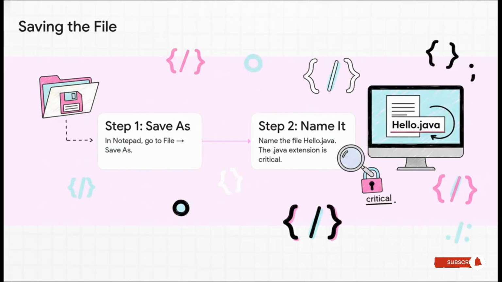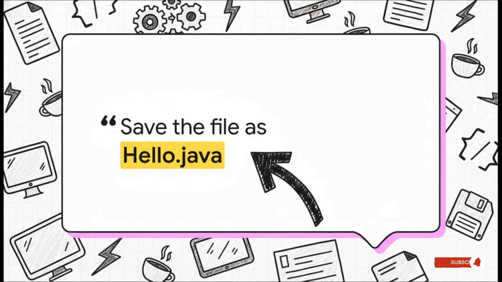So, once you've got all that code typed into Notepad, we need to save the file. It's super easy. You just go to File, then click Save As. But, and this is a big but, the next part is absolutely crucial. You have to get this next step right. You have to name this file hello.java. Exactly like that. Capital H, and most importantly, it has to end with .java.